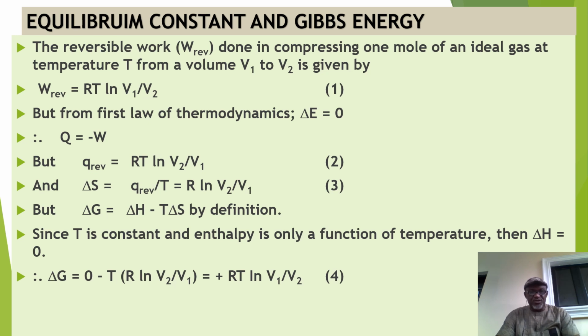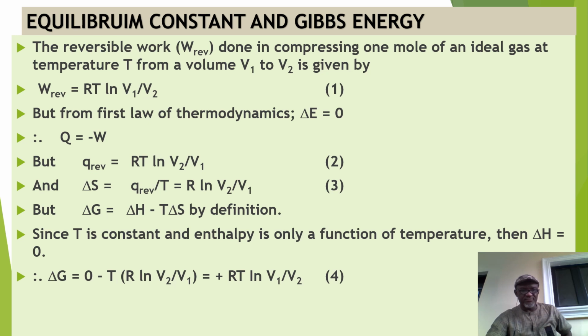So we reverse equation 1. For Q will be minus. So instead of having ln V1 over V2, we'll have ln V2 over V1. So we'll have Q reversible is equal to RT ln V2 over V1, and that is equation 2. Now recall again from the second law of thermodynamics that delta S is equal to Q reversible over T. So if we divide equation 2 by T, T will cancel out, and we'll have R ln V2 over V1.